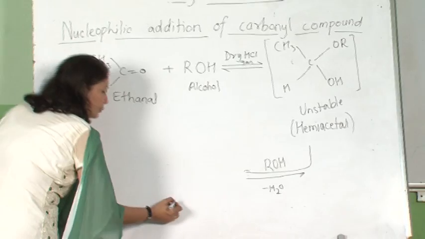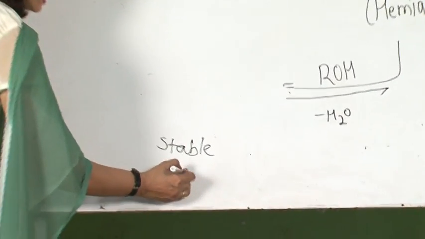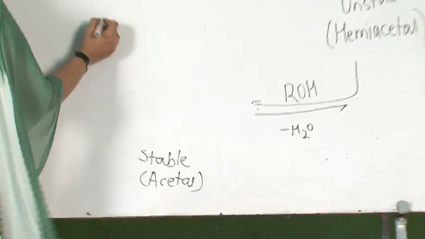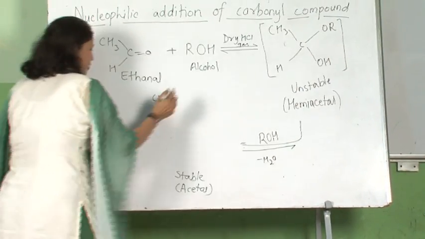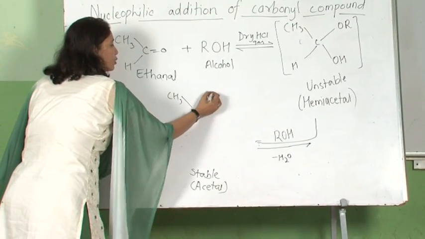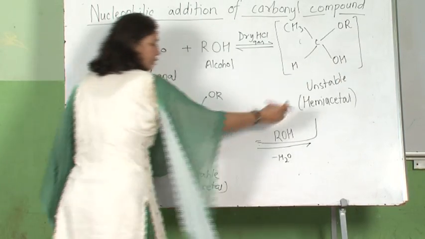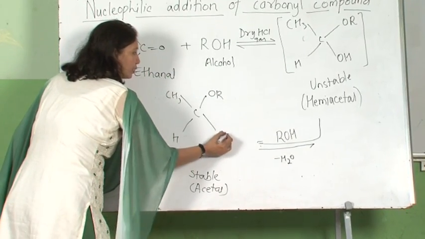If I remove an H2O molecule from this, I'm going to develop a stable compound. This stable compound is called acetal. Now here the structure is going to turn out to be CH. There is no change in all these three things. So in place of OH, this is OR, here this is hydrogen. Now this part, this is OH and this is ROH. Just remove the water molecule, what we are left with is OR.